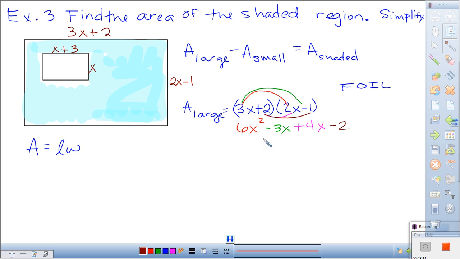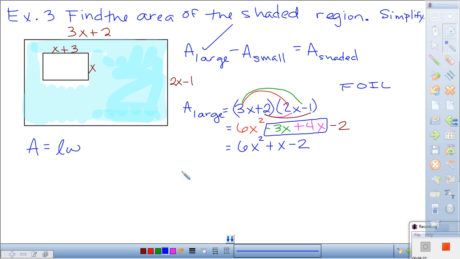Again, like we've been doing the whole time, we need to see if we can simplify, and we can. Negative 3x plus 4x, so I end up with 6x squared minus 3x plus 4x is plus x minus 2. Can't do anything else to that, so that is the area of our large rectangle.